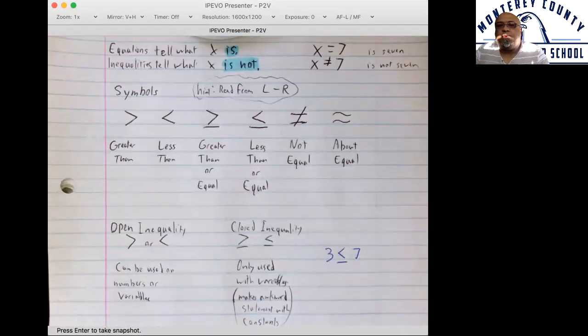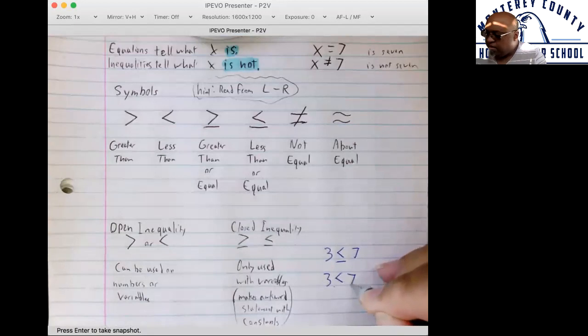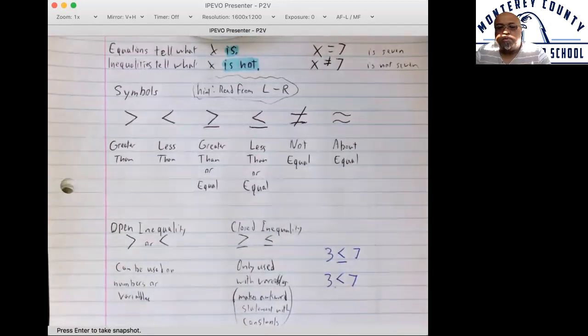Okay, but since 3 is a constant, that means that it has a fixed value. 3 is never going to be 4. It's never going to be 2. Okay, it's never going to be 3.5. It's only going to be 3. So technically, the second part of the statement, or equal to, is unnecessary. Okay, now this is true. I'm not saying anything that's false, but I am saying something that's unnecessary. So the statement with an open inequality, 3 is less than 7, just makes more sense.